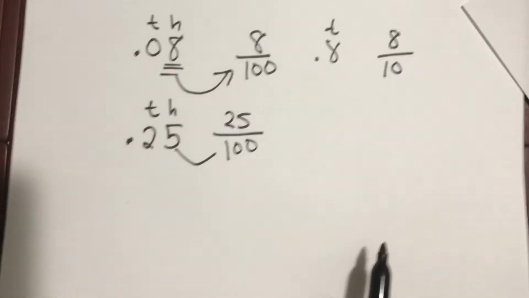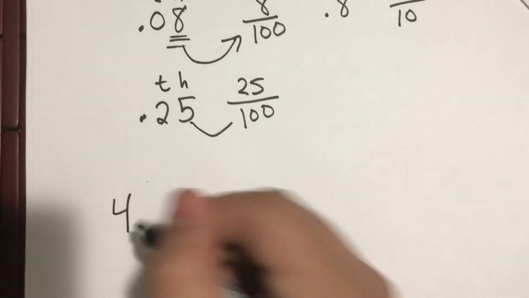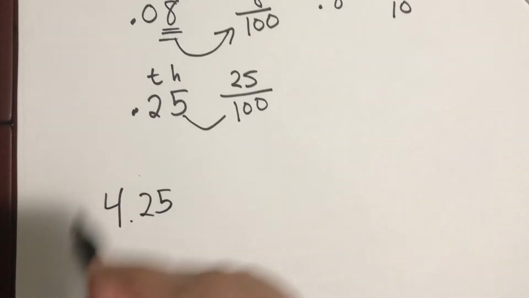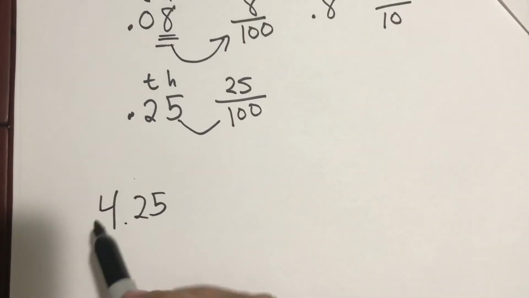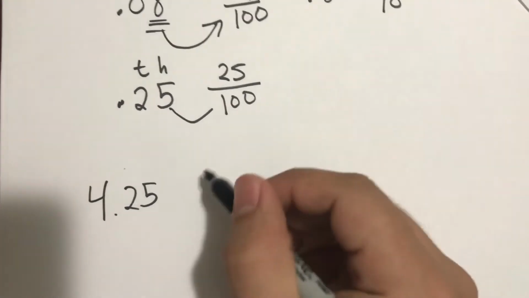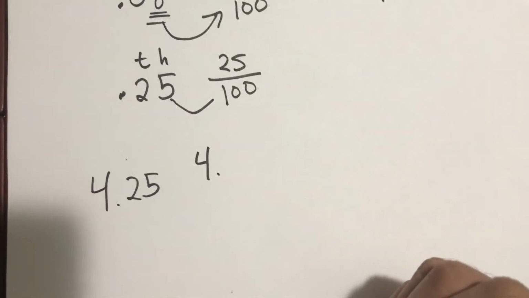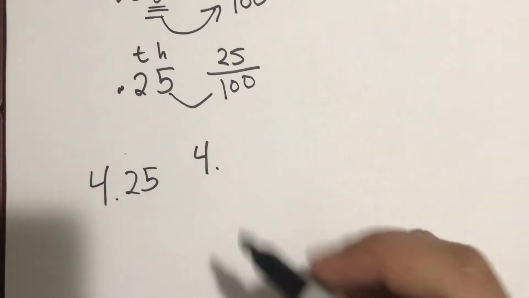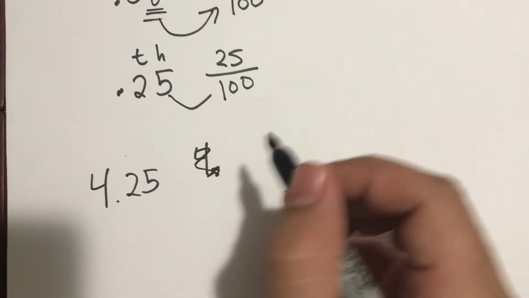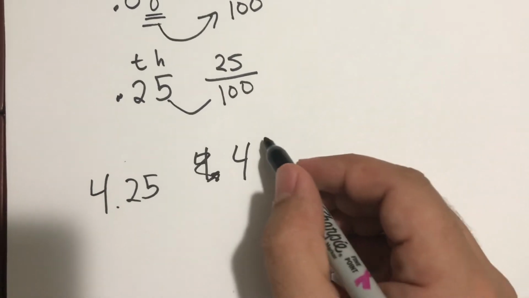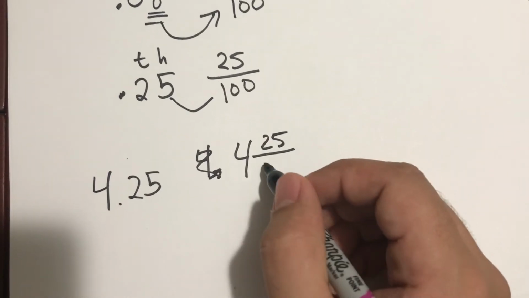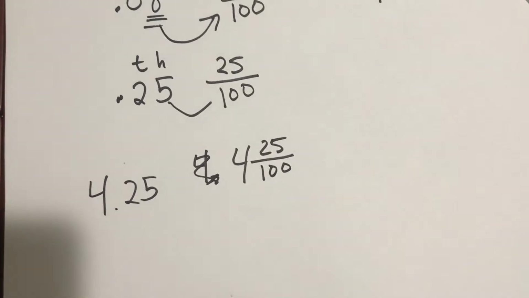Now let's go ahead and add a whole number. Let's say we had 4 and 25. And remember, you can think of decimals as money, $4.25. That would mean that we have 4 whole, and then we have 25 pennies. Out of how many pennies do we need to make another dollar? 100.